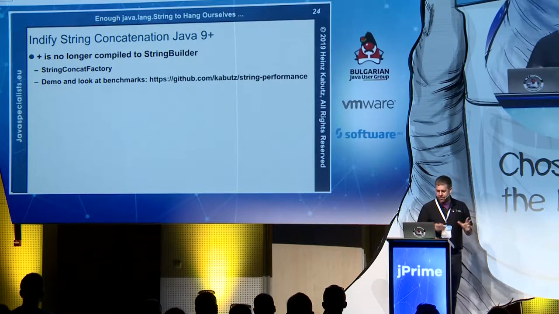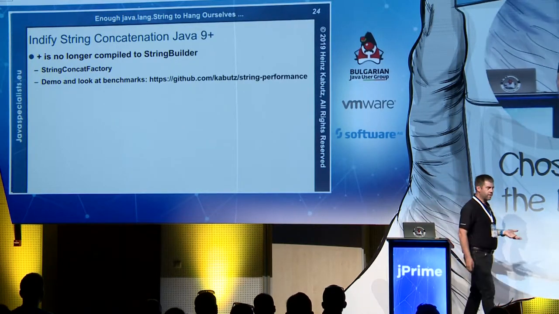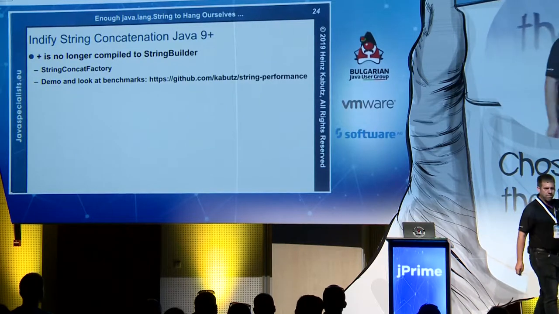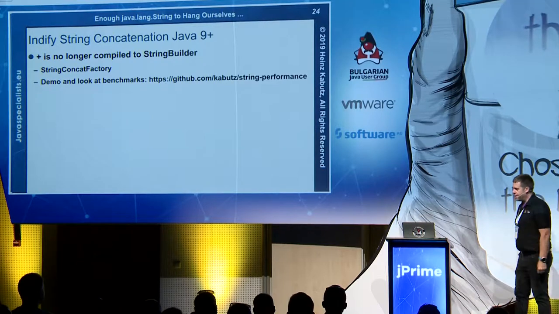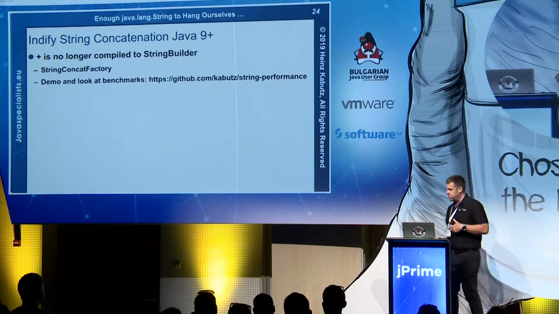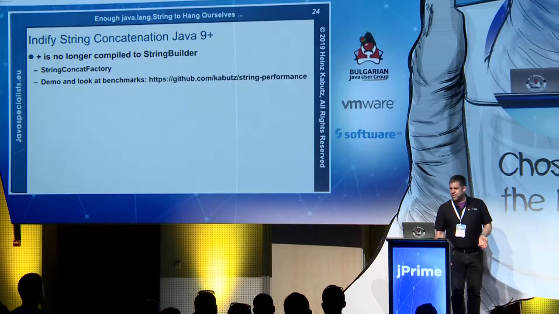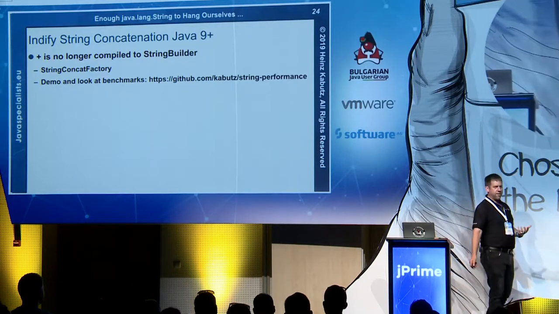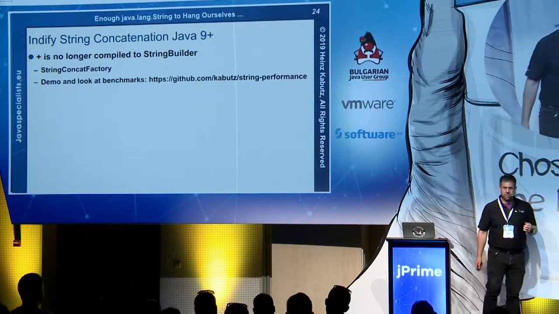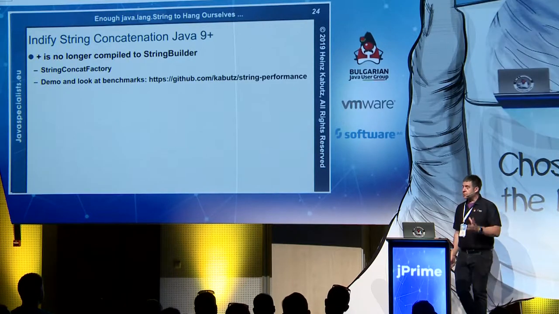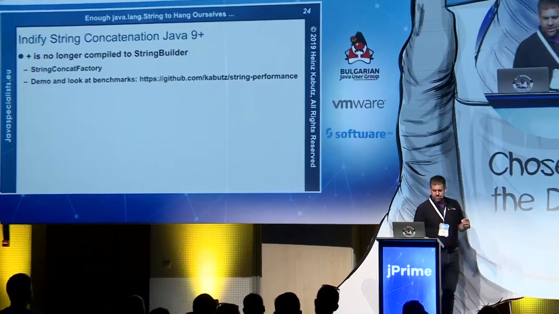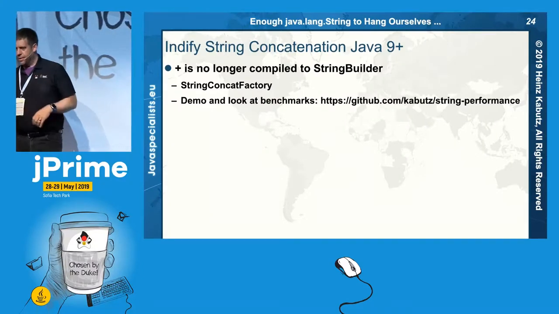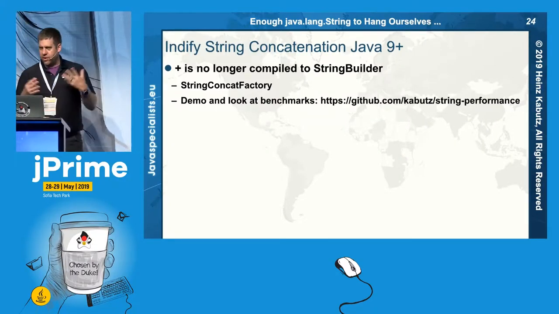Now, I'm going to talk a little bit about plus, because in the past, in Java 1.0, plus was compiled to string buffer. In Java 5, it was compiled to string builder. And the problem with having to recompile your code is that if you've got some jar file lying around from Java 1.2, for example, it's going to use string buffer by default. So that's the old way of doing things. And they wanted to have the ability to optimize the way that string concatenation works without having to recompile your code.